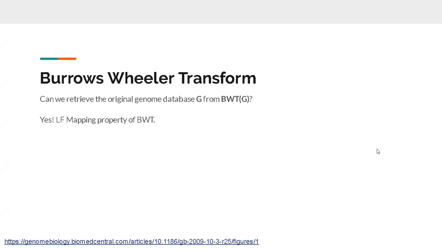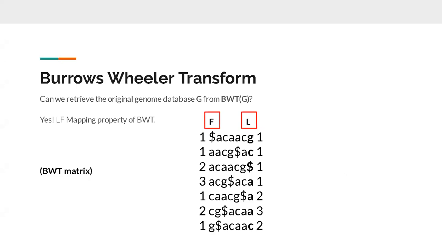Now, can we retrieve the original genome database G from this BWT? And the answer is yes, because of this property of BWT that is called the LF mapping property. So let's look at what the LF property is. L over here stands for the last, and F stands for the first.